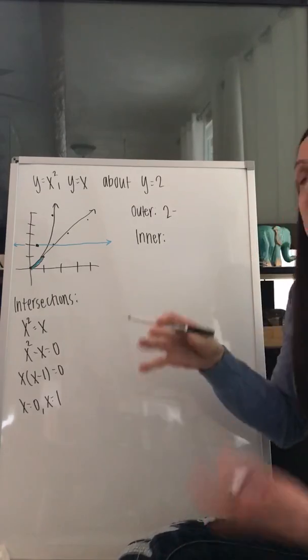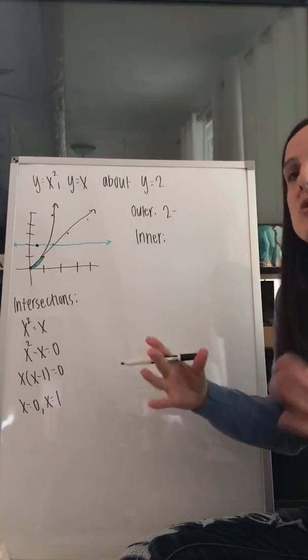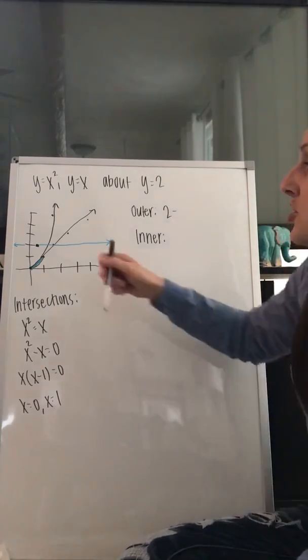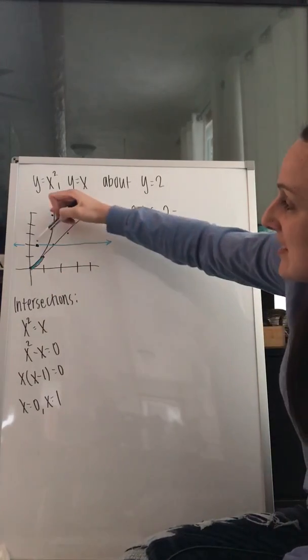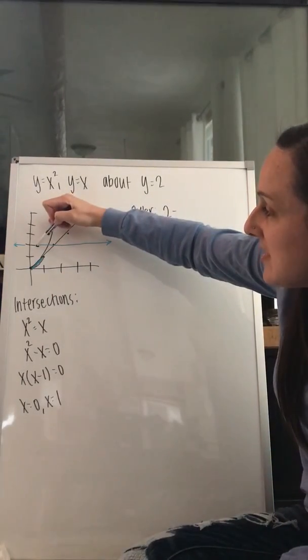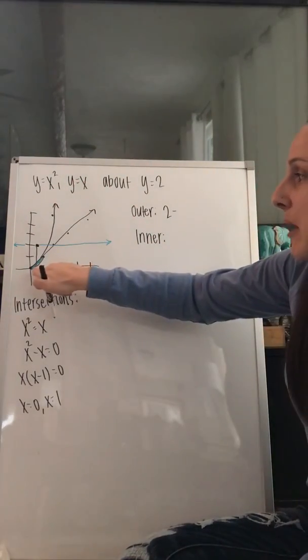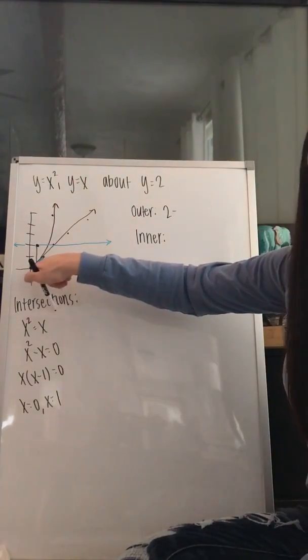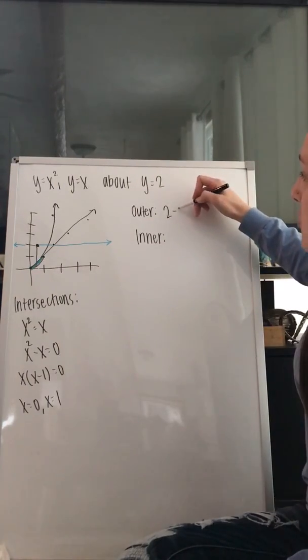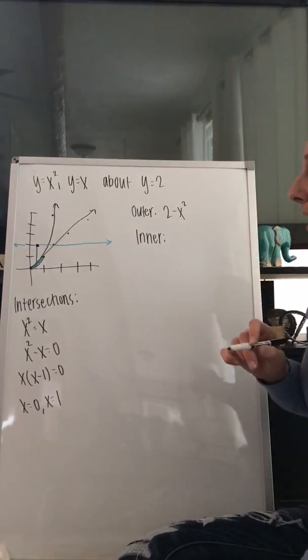And my outer radius, I was saying before, is always going to be the larger radius. So to make the larger radius, I'm going to extend my top function down to my bottom function because that's going to get me the larger radius. So my bottom function here is the function x squared. So my outer function is going to be 2 minus x squared.